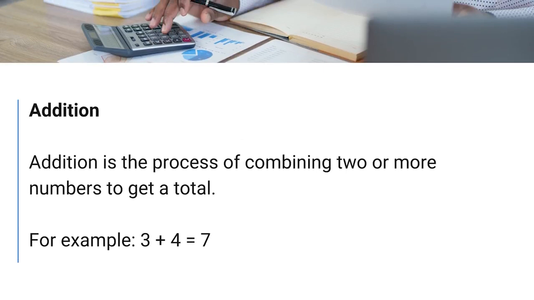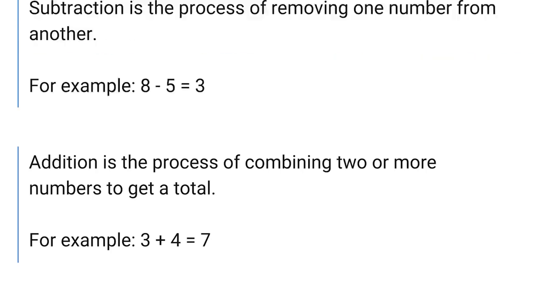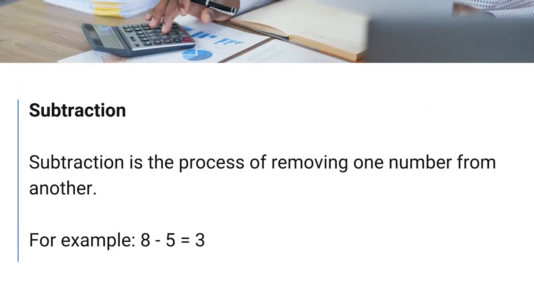Addition. Addition is the process of combining two or more numbers to get a total. For example, 3 plus 4 equals 7. Subtraction. Subtraction is the process of removing one number from another. For example, 8 minus 5 equals 3.